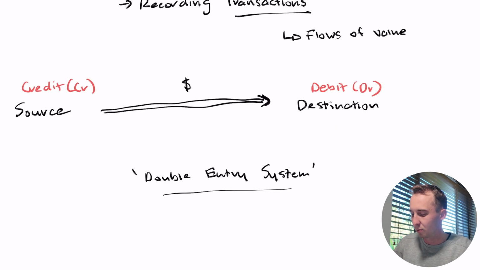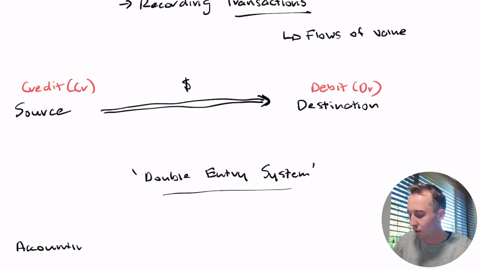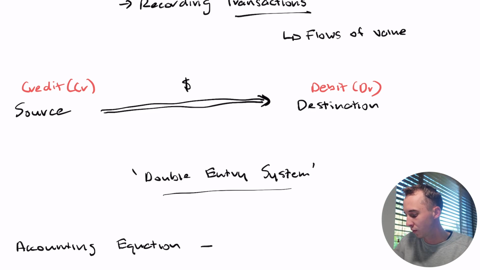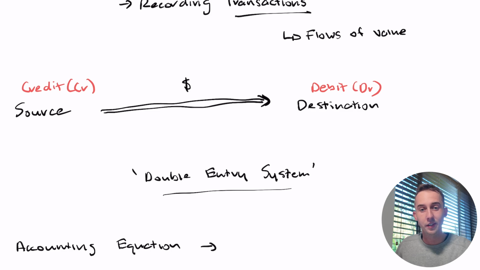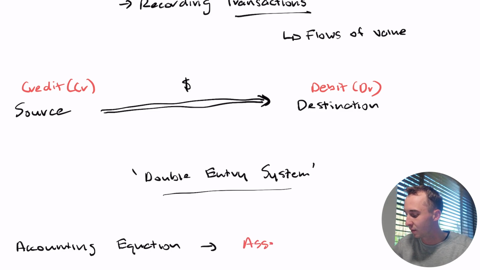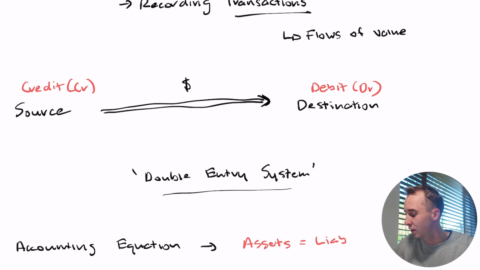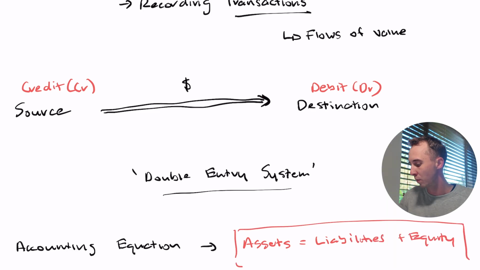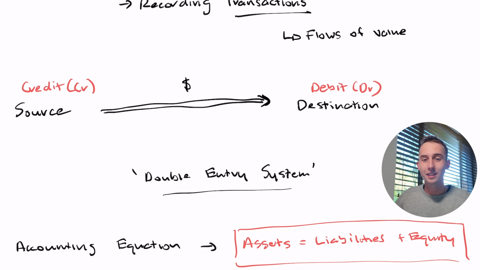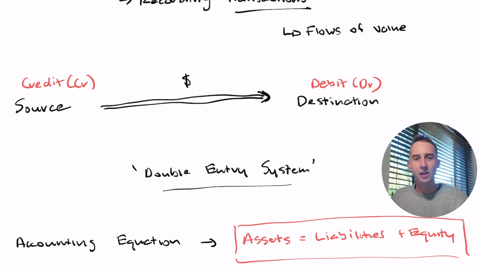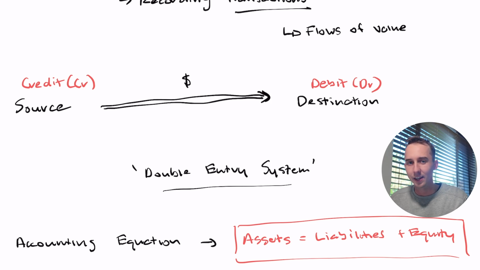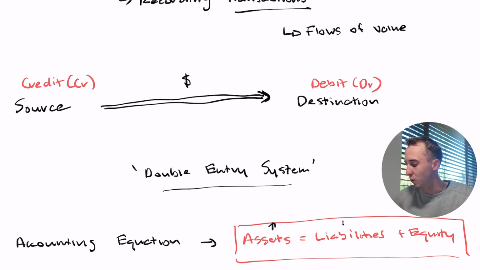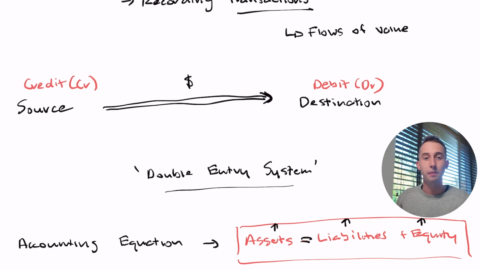This concept is supported by the accounting equation. The accounting equation is a very important concept in accounting, and it is assets equals liabilities plus equity. The accounting equation tells us that it always needs to stay in balance. If one side of the equation increases, for example, an asset, either a liability or an equity will also have to increase so that the equation stays balanced. Debits and credits are the system that we use to record those changes.